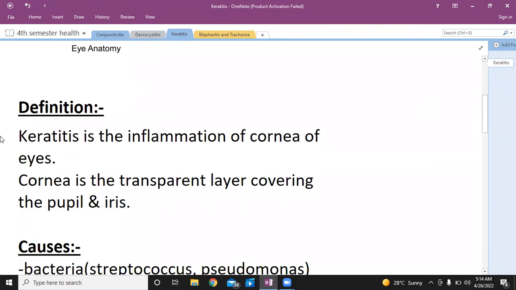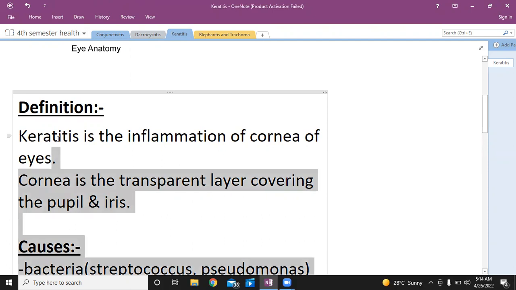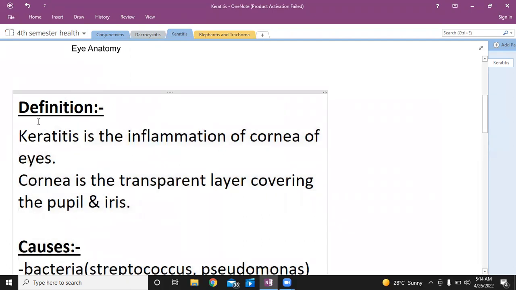Okay, so first of all, the definition. How do you define keratitis? For your information, keratitis is defined as the inflammation of the cornea of the eyes. Before this, you have to know about the cornea. Just as I showed you in the picture, cornea is the lining which covers the colored portion of your eye, the iris and the pupil. This is that lining, and it is very transparent.